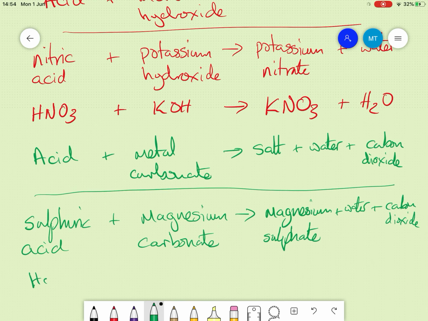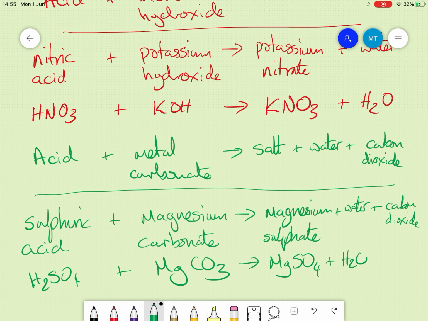So that's going to be H2SO4 plus magnesium carbonate, which is MgCO3. That's going to form MgSO4 plus H2O plus CO2.